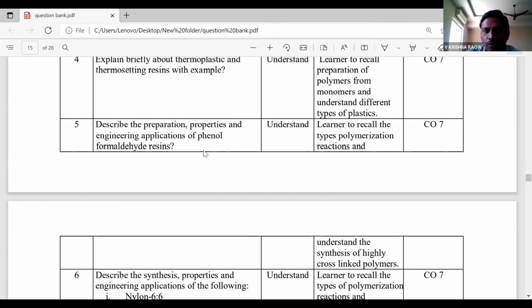Preparation is how we are going to prepare it. It involves 3 steps. Step 1 is phenol reacts with formaldehyde in the presence of OH or acid. It gives orthohydroxymethylphenol. On polymerization, step 2, you will get the novolac resin, which is a linear polymer, fusible soluble form. Heated in the presence of formaldehyde and hexamethylene diamine, you will get phenol formaldehyde. Phenol formaldehyde, we call it bakelite.